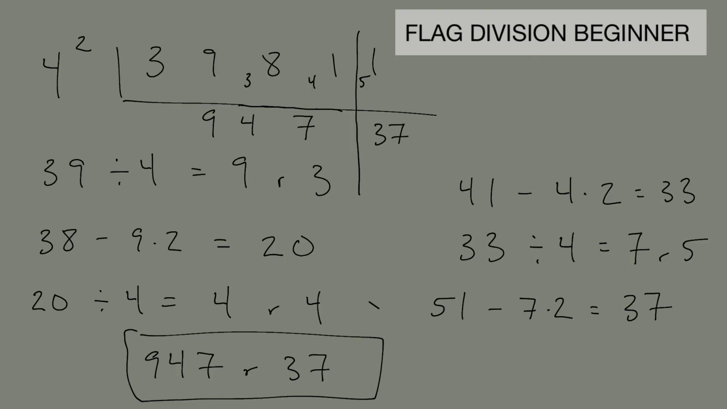Now I'll show you one or two ways to do this if you don't want to get the remainder. Let's say you want a decimal answer, so 947 point something, instead of a remainder. I'll show you how to do that next, and it's real simple. We just keep following the same pattern.